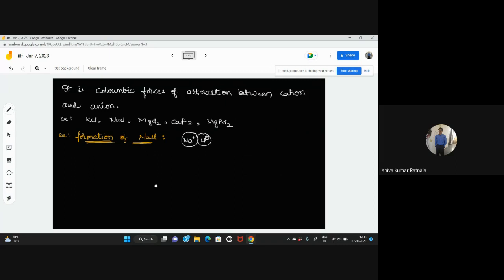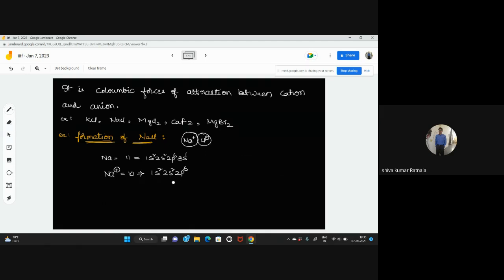So how does Na plus form? See, what is the sodium electronic configuration? 11, right? So that will be 1s2, 2s2, 2p6, 3s1. If sodium loses one electron, it will become 10 electrons: 1s2, 2s2, 2p6.